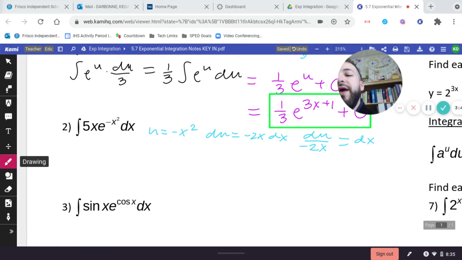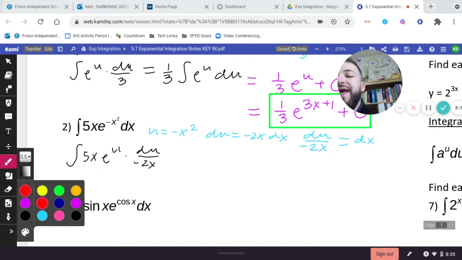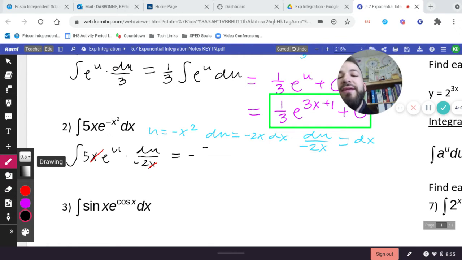So from here, we can go ahead and plug everything in. So the integral of 5x e to the, not negative x squared, to the u times du over negative 2x. So x's and x's are going to cancel out, but I'm not going to get those constants to cancel out, but that's okay. I can just bring them out front. So this becomes negative, not 2/5, 5/2. Man, I'm struggling. Negative 5/2 times the integral of e to the u du.